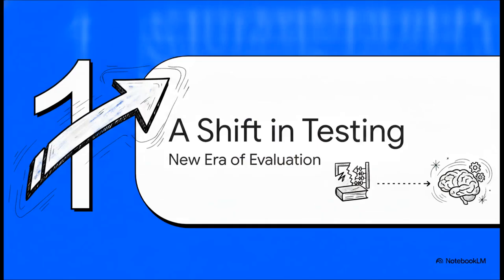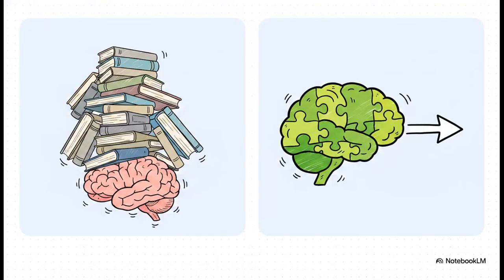Section 1, a shift in testing, the new era of evaluation. Think about the old days of legal exams. They often relied entirely on rote memorization, right? You were rewarded for acting like a human encyclopedia, recalling specific case names or knowing the exact year a very specific statute was passed. But the new era, the committee just isn't interested in that anymore. Instead, they want to see logical application, structured legal reasoning, and your ability to solve complex mini-puzzles. It's really all about applied deductive reasoning now.